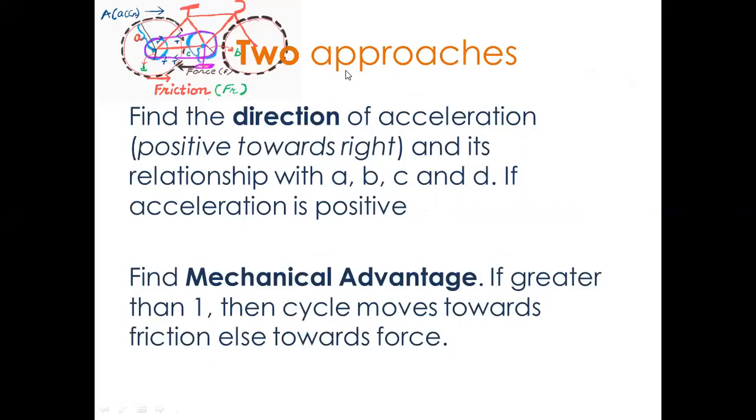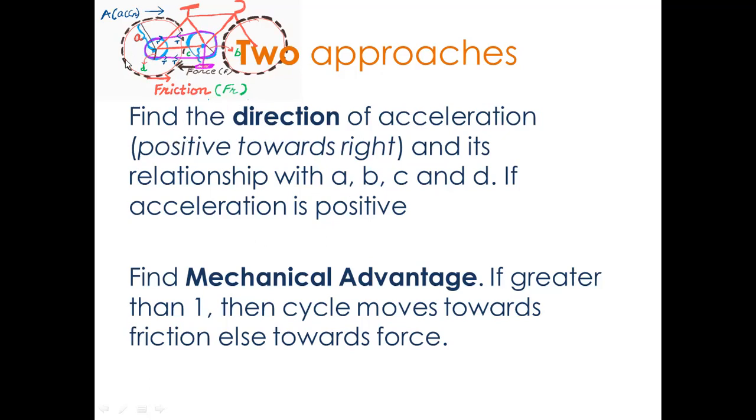Okay, so we will have two approaches to solve this problem. The first approach is that we would do some maths and use the concepts of physics, and using that, we will try to find the direction of acceleration. We have taken the convention that acceleration in the right direction is positive. We will try to find the acceleration in terms of the various constant parameters we have over here, and see if our acceleration is positive or negative.